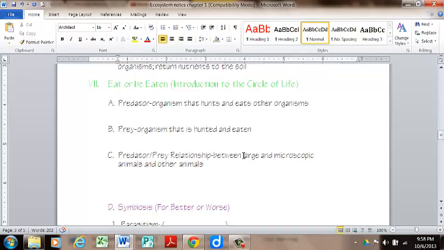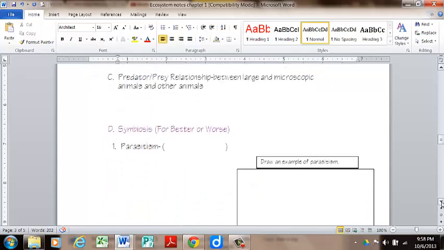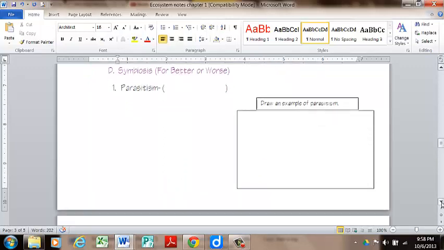So we're moving on in our text to the section called For Better or For Worse. That's the heading of the section. And we're going to take notes about the 3 different types of symbiosis.